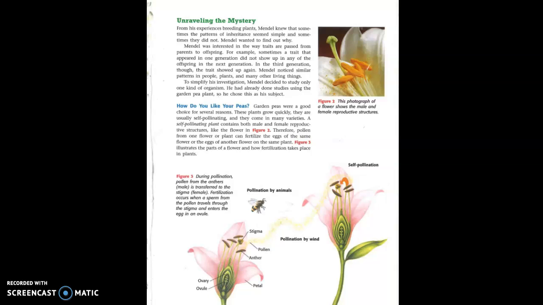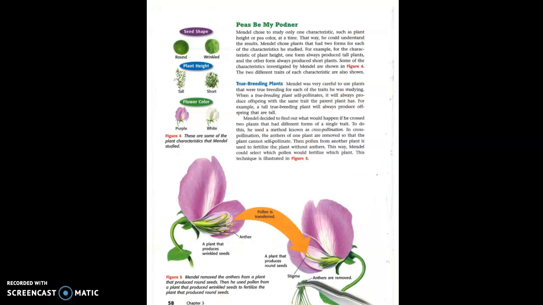Figure 2. This photograph of a flower shows the male and female reproductive structures. Figure 3. During pollination, pollen from the anthers, male, is transferred to the stigma, female. Fertilization occurs when a sperm from the pollen travels through the stigma and enters the egg in an ovule.